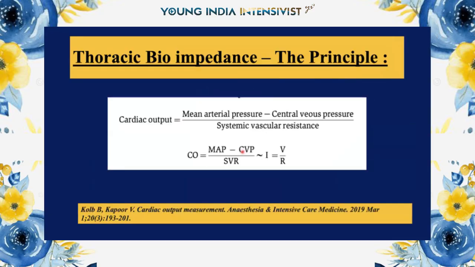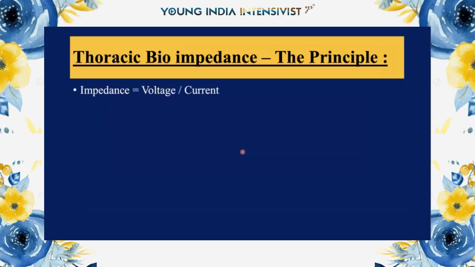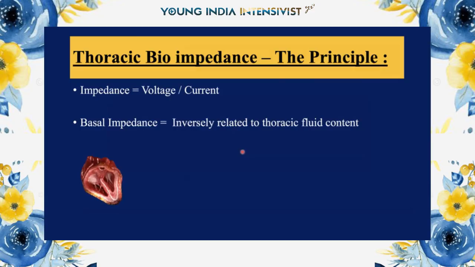How? We'll see. By the same principle, if you apply Ohm's law to the cardiac output, we know that cardiac output is equal to the systemic filling pressure, that is, the mean arterial pressure minus the central venous pressure, the pressure at the 2 ends of your circuit. Mean arterial pressure is the pressure head at the arterial end, and central venous pressure is the pressure head at the venous end. So the difference in pressure head at the 2 ends is divided by your systemic vascular resistance. Impedance is equal to voltage by current.